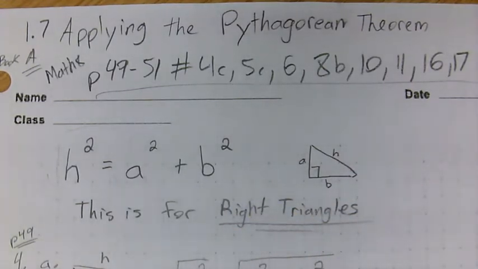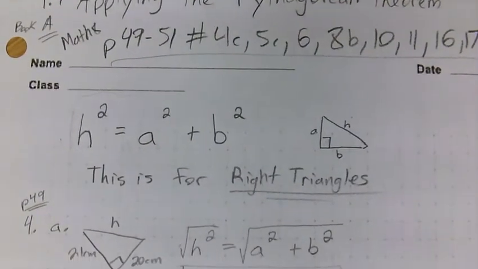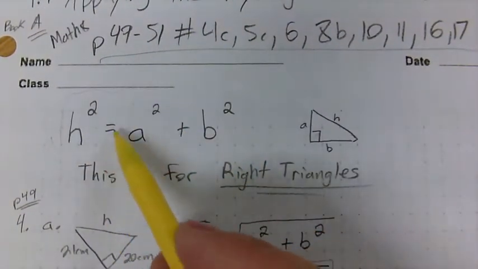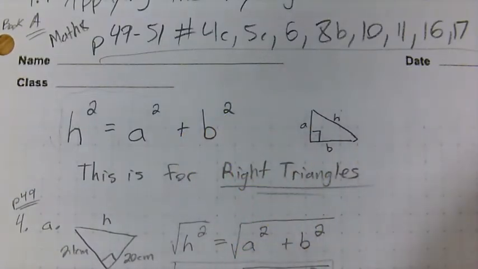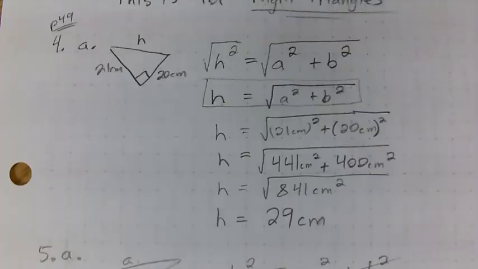Now what we're going to do here is make a little adjustment to this formula, h squared equals a squared plus b squared. I'm going to work on rearranging the formulas so that you are prepared for future math classes in high school. And then we're going to do some real world problems that help us apply this to the real world. So this is page 49, 4A, and it's got a triangle.